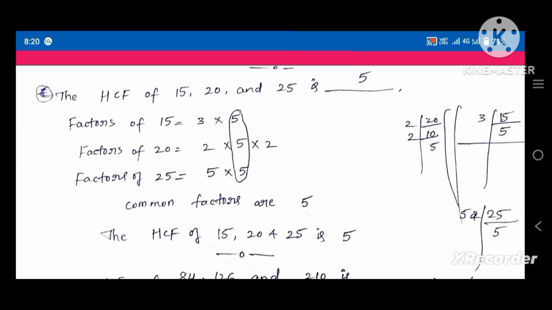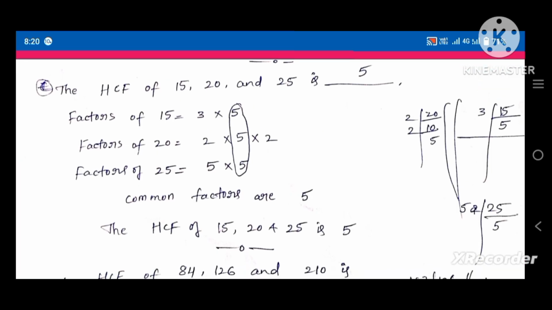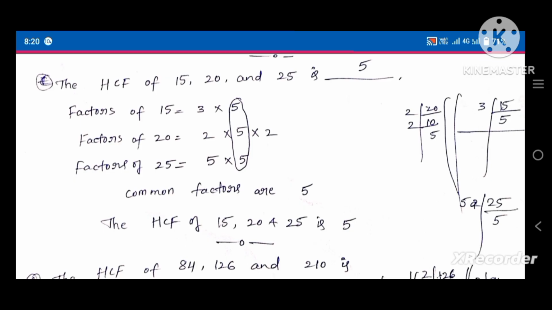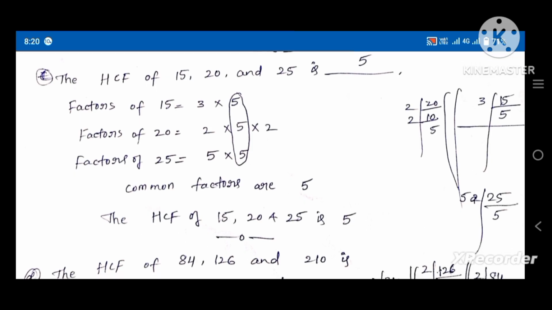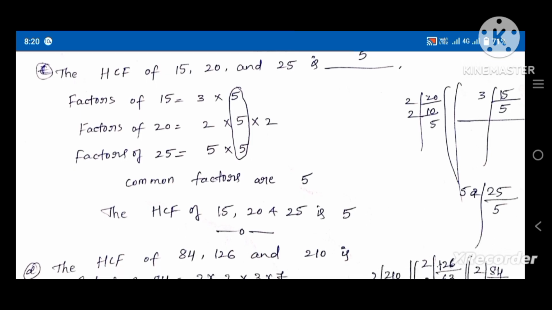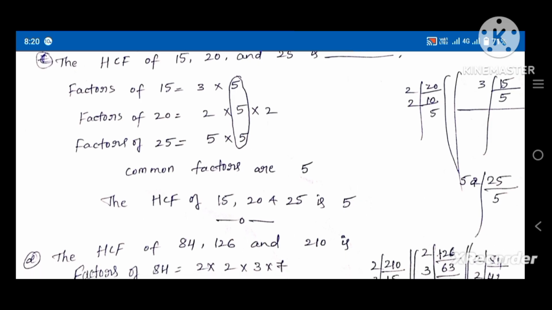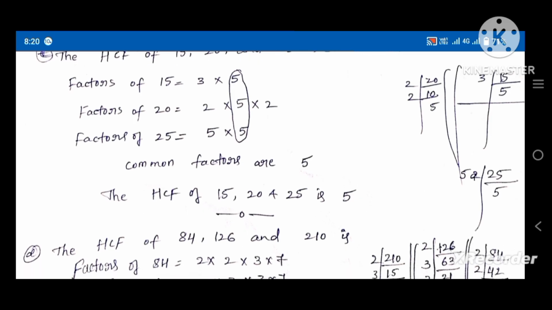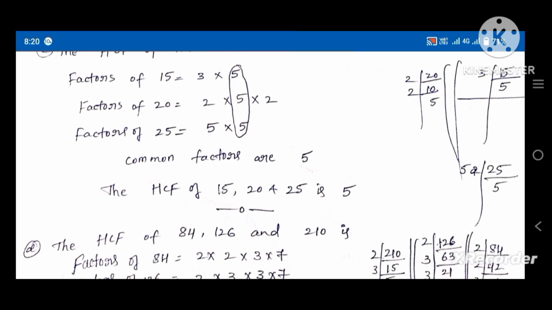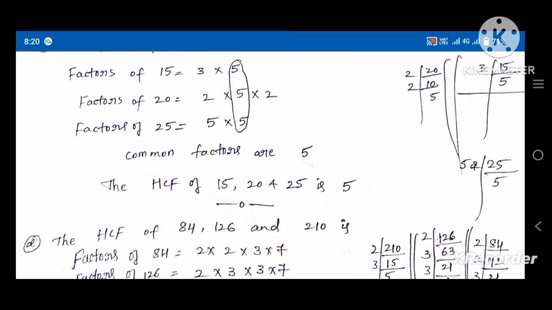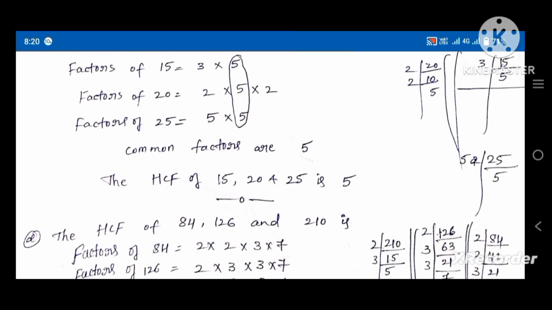HCF of 15, 20 and 25 is 5. Factors of 15 are 3 and 5. Factors of 20 are 2, 5 and 2. Factors of 25 are 5 and 5. Common factor is 5. The HCF of 15, 20 and 25 is 5.